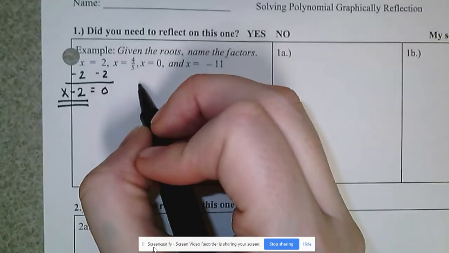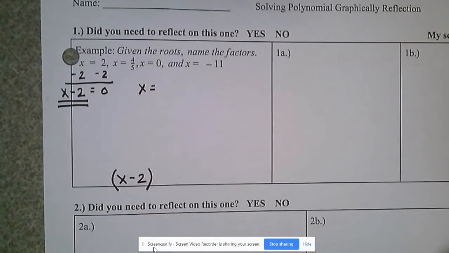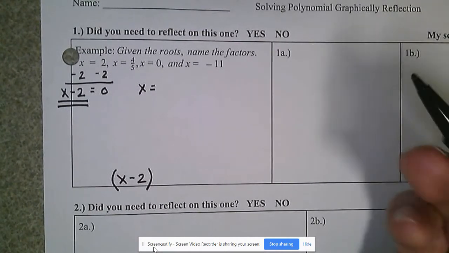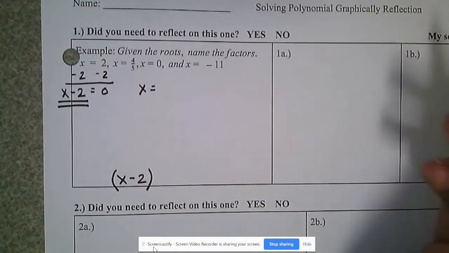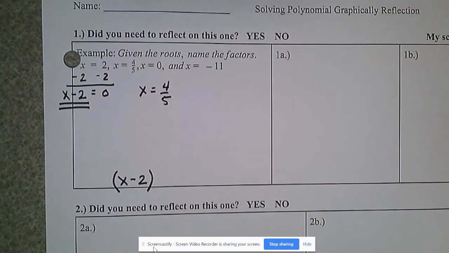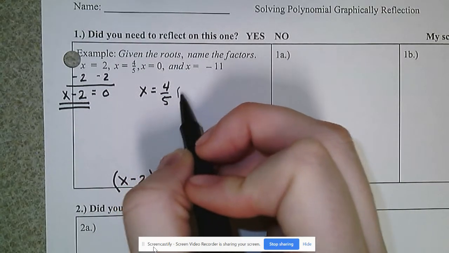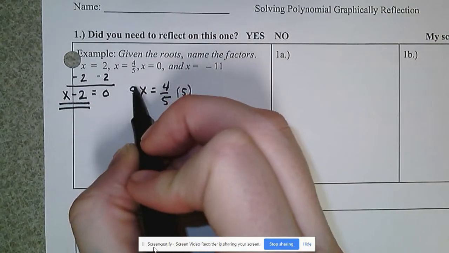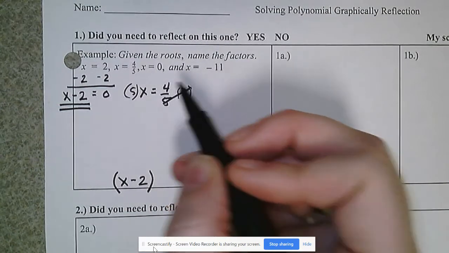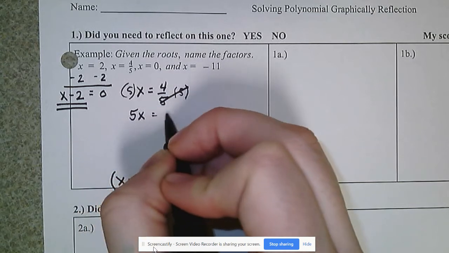The next one's a little trickier because it has a fraction. You cannot just do x minus 4/5. You actually have to manipulate it algebraically a little bit. So I'm going to show you how to do that, and then we can talk about a shortcut. So I've got x equals 4/5, but again, I'm trying to make the right side equal 0 and move everything to the left. So I'm going to undo what's here. So I'm dividing by 5. So to undo division, I'm going to multiply by 5. So 5 times x is 5x equals 4.